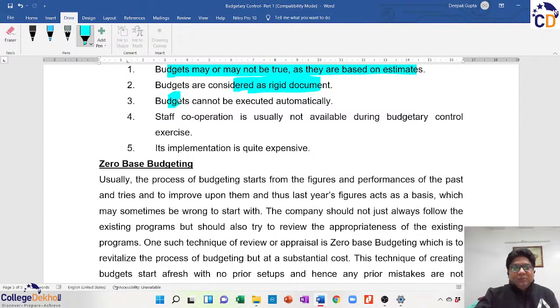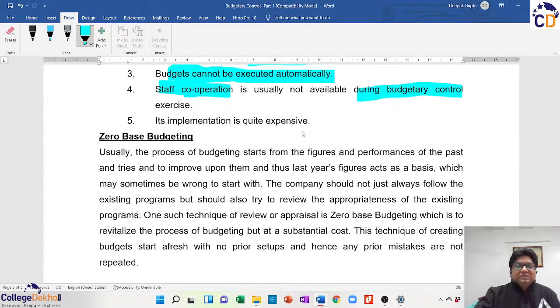Thirdly, budget is just a plan which has to go through the physical efforts of the executives. So unless and until they are convinced about the budgets, they will be useless. And therefore, staff cooperation is the key. Until and unless there is staff cooperation, the budget will not hold true. So if budgets are used as a stick to get performance out of the staff, then they may not cooperate, and the budgetary control will become useless.